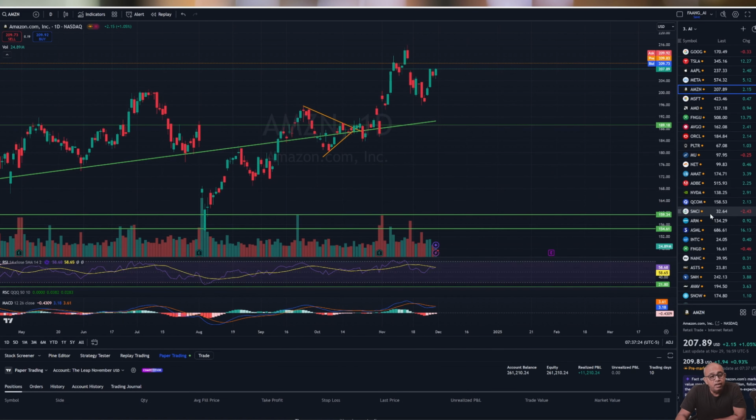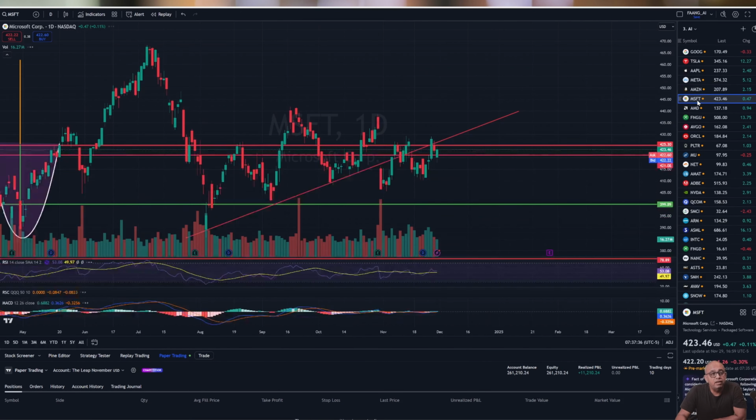Amazon is up 0.93%, and MACD is trying to improve. Momentum is also pretty decent, so Amazon should be looking at some gains today. It's already up 0.93% in pre-market trading.